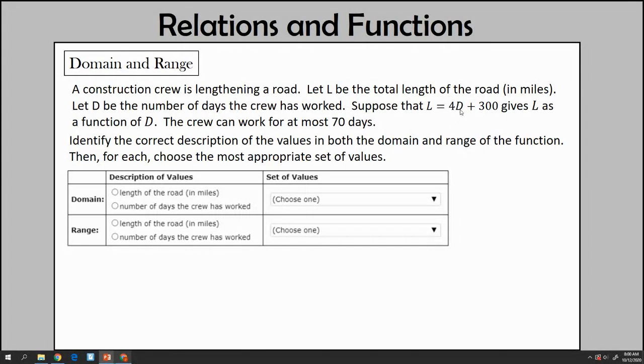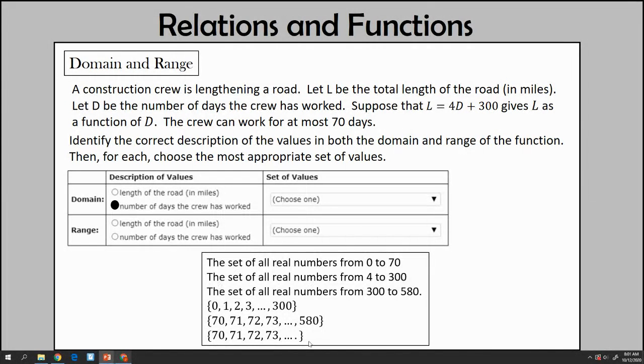So for instance, if D was 0, then 4 times 0 is 0, and the length of the road is 300. If they work for 1 day, they're going to add 4 miles to the road. So 4 plus 300 is 304. So the days are our inputs. And the inputs are the domain. So the domain in this case is the number of days the crew has worked. Over here, it says choose a set of values that represents the actual domain. So they're going to give you a pop-up chart that looks like this.